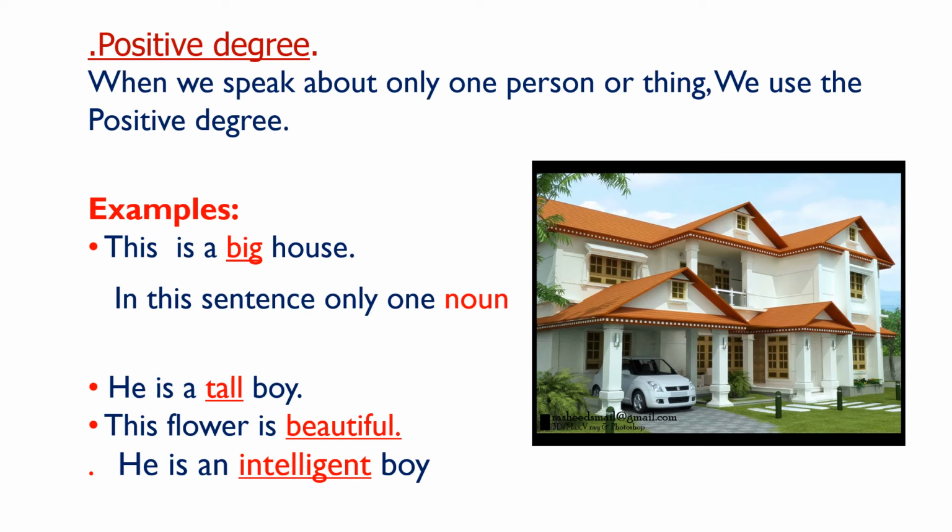He is a tall boy. We are talking about that person. He is a tall boy. This flower is beautiful. He is an intelligent boy. There is no comparison in that sentence. We are talking about a single person.